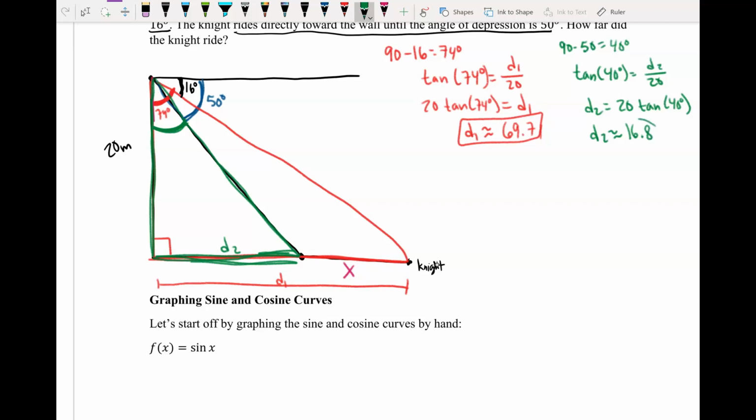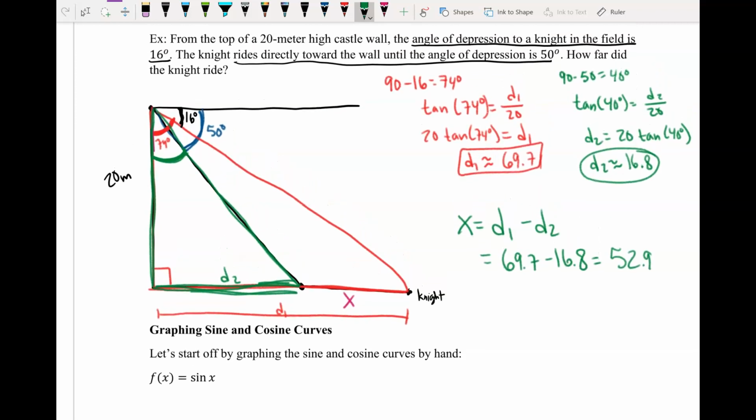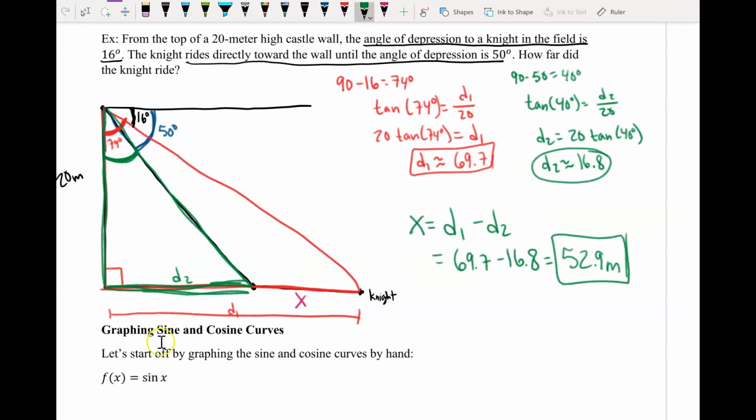Now that I know what D1 and D2 are, all I have to do is subtract the smaller one from the bigger one. So X is equal to D1 minus D2, which is 69.7 minus 16.8. That gives me 52.9. And this is going to be in meters. So this is how far the knight ended up traveling.